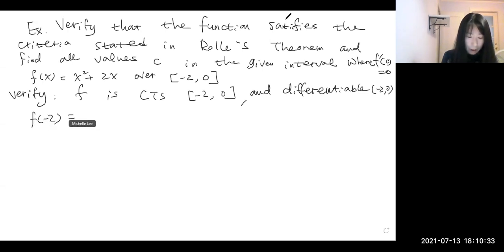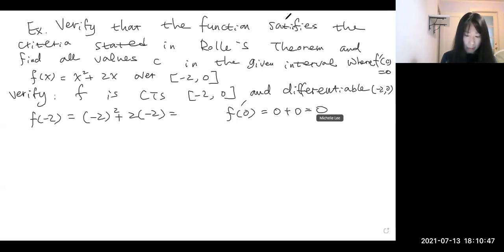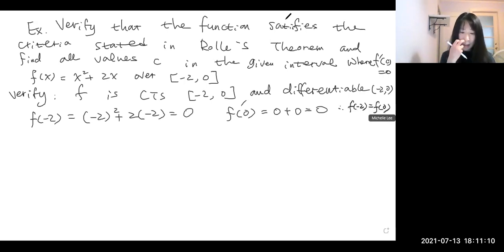So f of -2, which is -2 squared plus 2 times -2, what do you get? I know this is 0. What do you get for this one? 0. 0, right? You said it's 0, right? So we can say that f of -2 equals f of 0, right? They equal each other. Then we can say that there exists c in between -2 and 0, such that f prime of c equals 0.